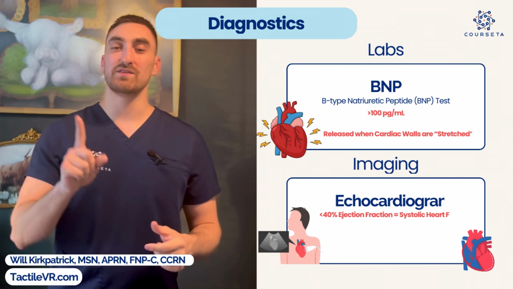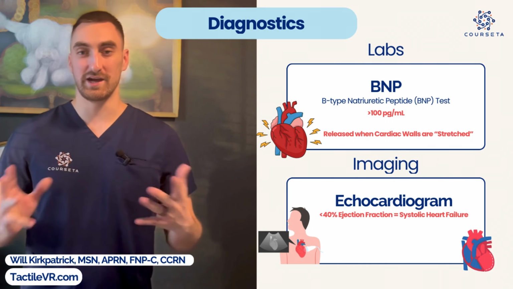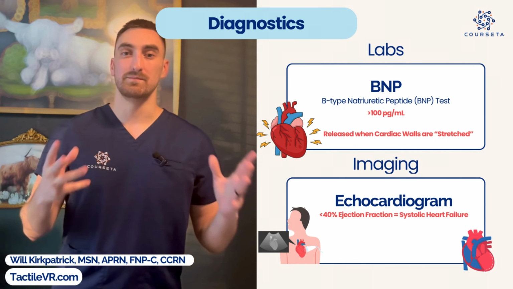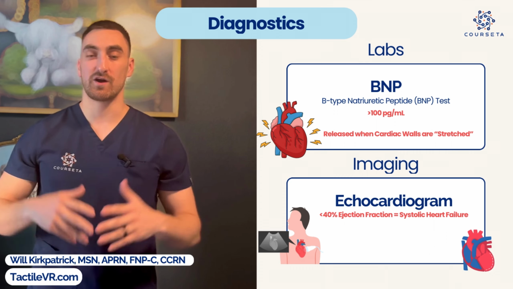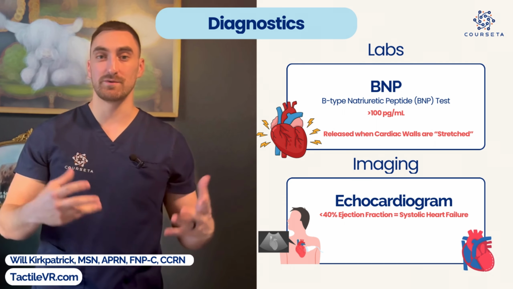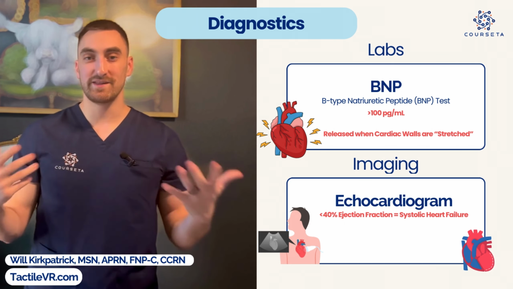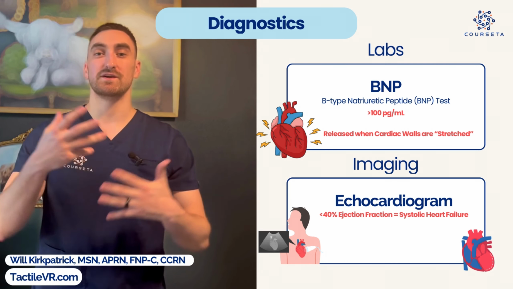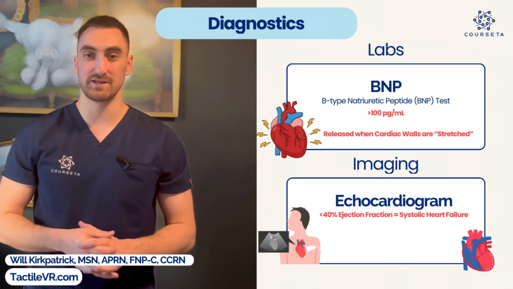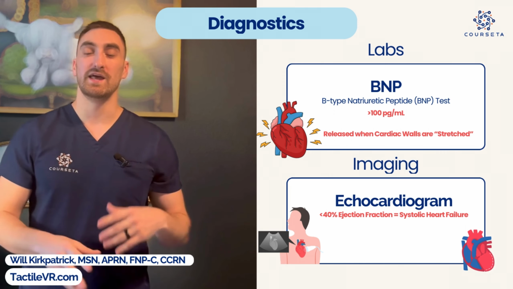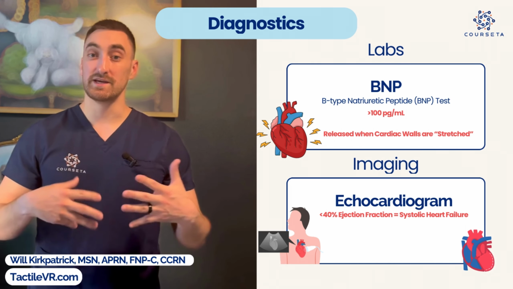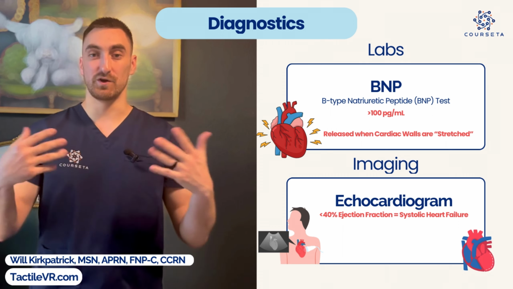Diagnostics. There is only one lab value that you need to remember with diagnostics, and that is BNP. BNP is a peptide that is released when the cardiac muscles or the cardiac chambers get stretched. Why do they get stretched? Because of the increased amount of volume in our vascular system. So when there's fluid overload, those heart chambers get stretched out, and that releases BNP. So this is a direct measure of how bad the fluid overload is.